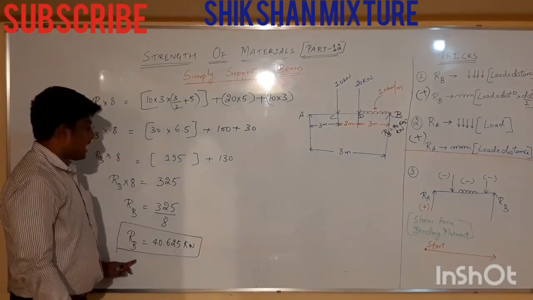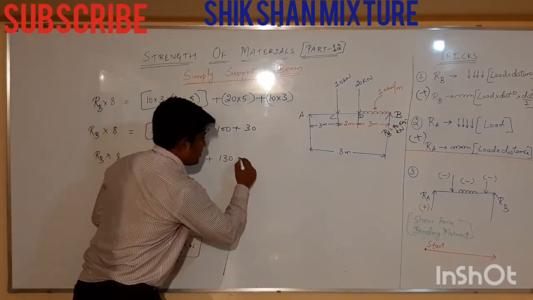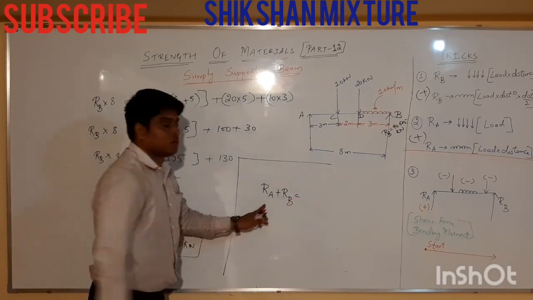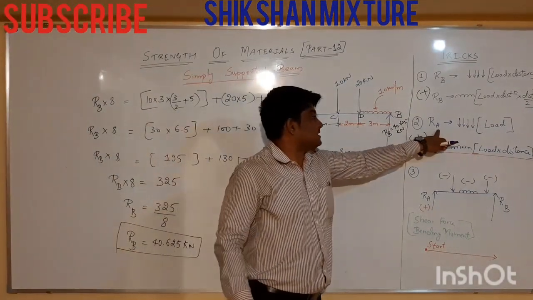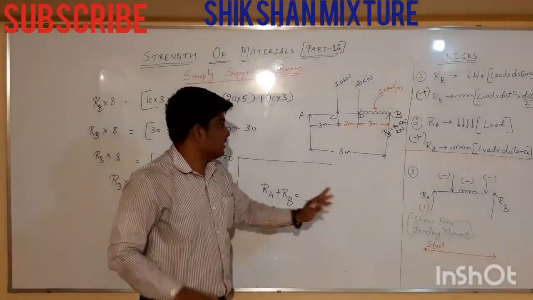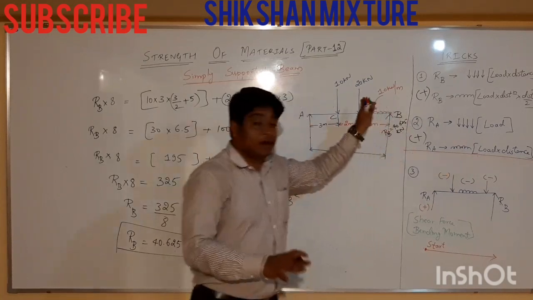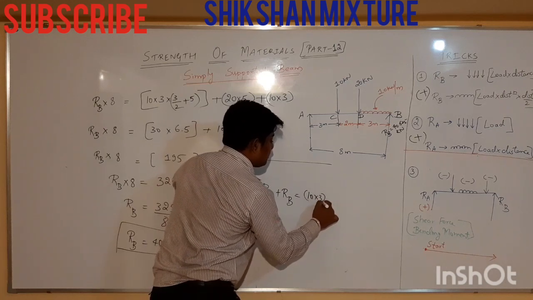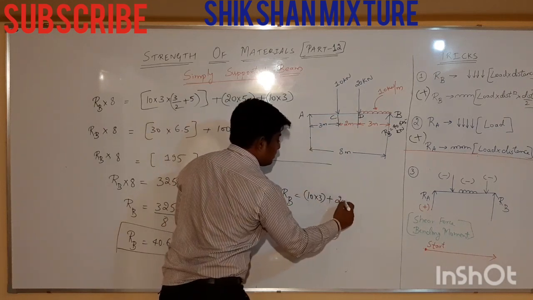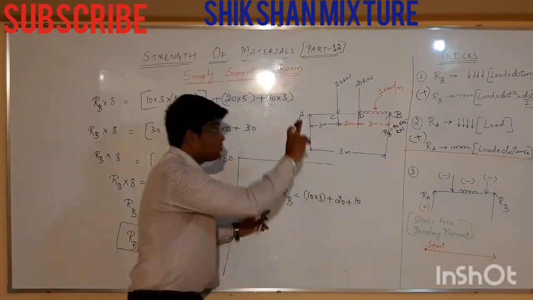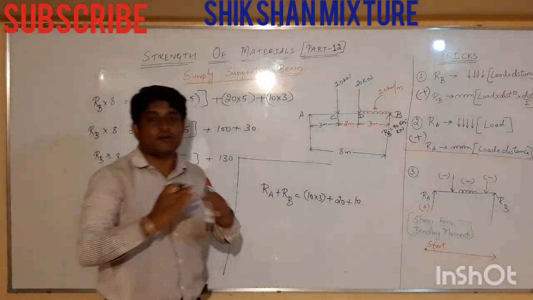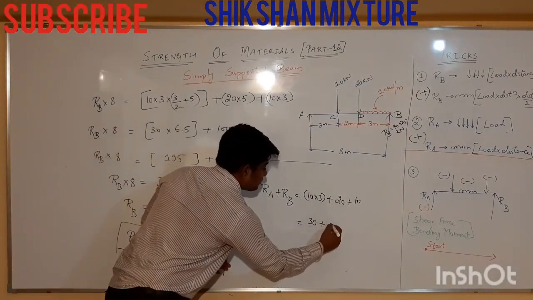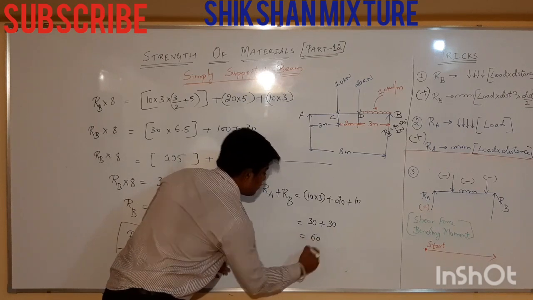Next, I need to find RA. RA plus RB is equal to the total load. If a point load is there, take only the load. If UDL is there, take load into distance. Next, 10 into 3 plus only 20 plus 10. You need to see the tricks. If you remember the tricks, everything is easy. If I solve this, this will be 30 and this will be 30. That will be 60 over here.